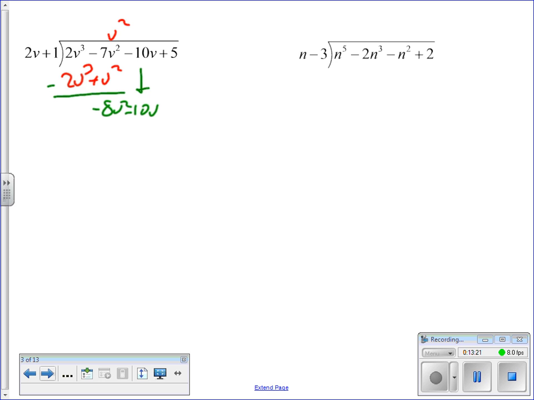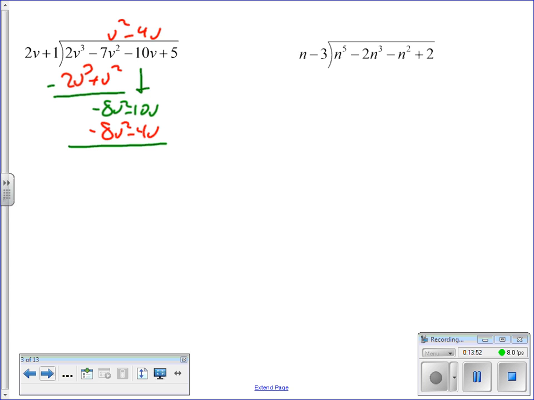Okay, so 2v goes into negative 8v squared minus 4v times, right? Negative 4 times 2 gives me negative 8. So negative 4v times 2v gives me negative 8v squared. Negative 4v times 1 gives me negative 4v. And then what do we do? Subtract.